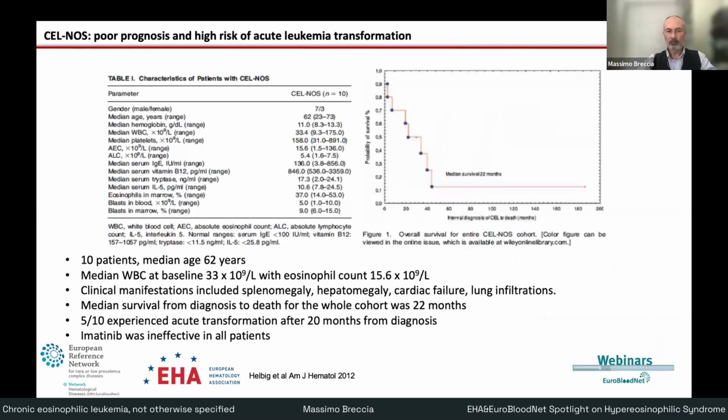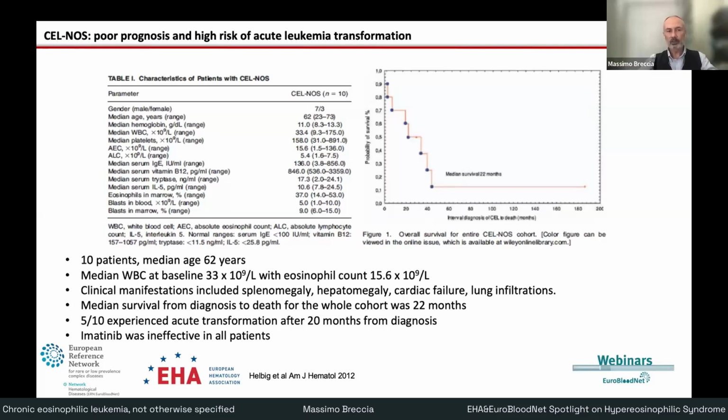CEL-NOS is a very rare disease, but with a very poor prognosis. This article, with only 10 patients, reported by LBIG, showed a median overall survival of only 22 months. But the most important factor is that, in a median survival of 20 months, half of these patients presented acute transformation. In all patients, imatinib was ineffective because it was tested, but as you know, without the common tyrosine kinase gene fusions it is impossible to cure these patients with this drug.